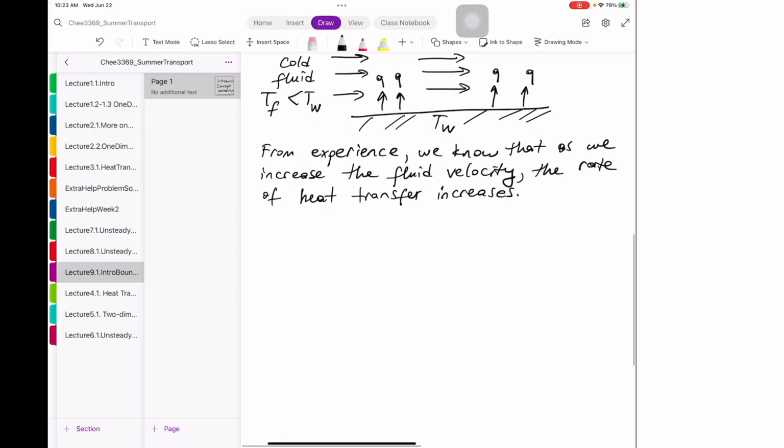So that's our experience. That's what we know. But the question is, what is the mechanism underlying this effect?